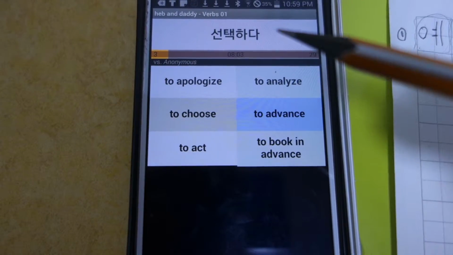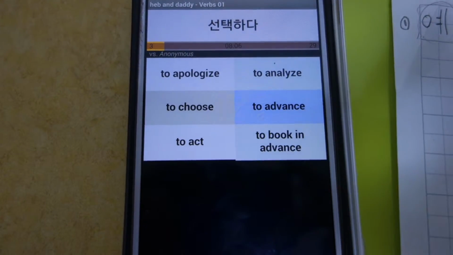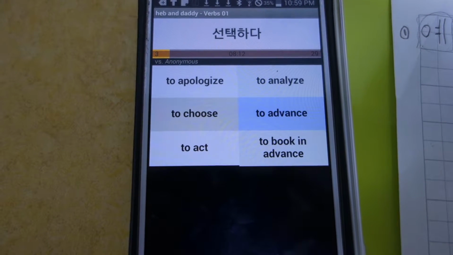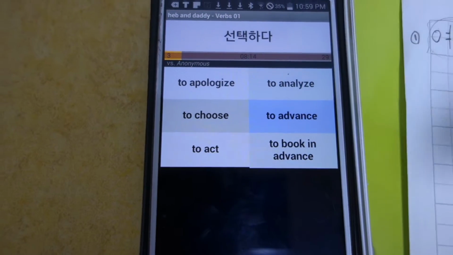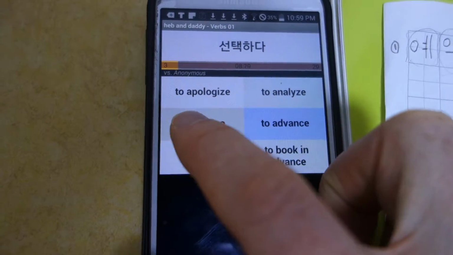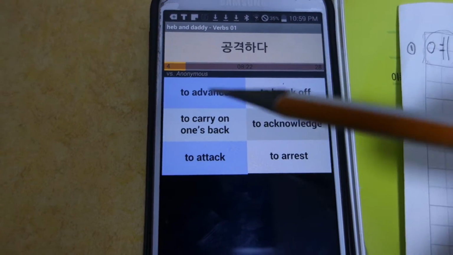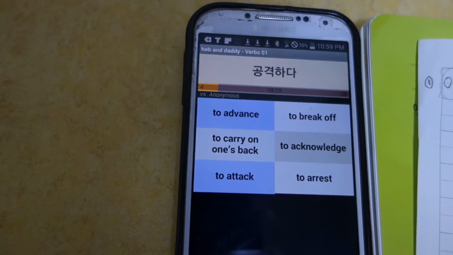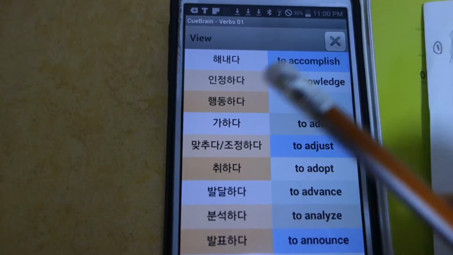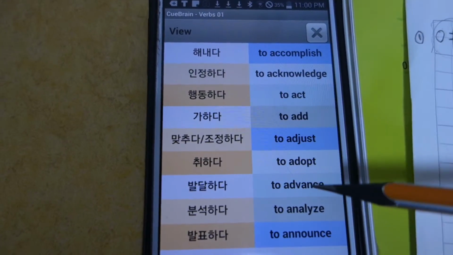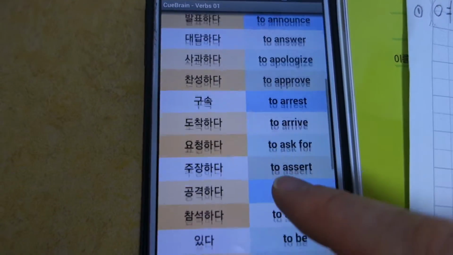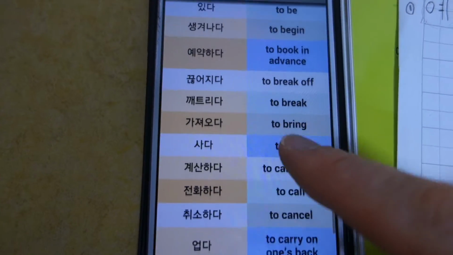So 선택하다. Now let me try to remember what that means. I think it means to choose. To choose. 공격하다. Yeah. You see, like that, I should have written it down. So I'm just going to go back. You can swipe to go back, and you can check all the vocabulary that you're trying to learn. So to choose, I'm going to try and find it. As you can see, there's a lot of vocabulary here to learn.